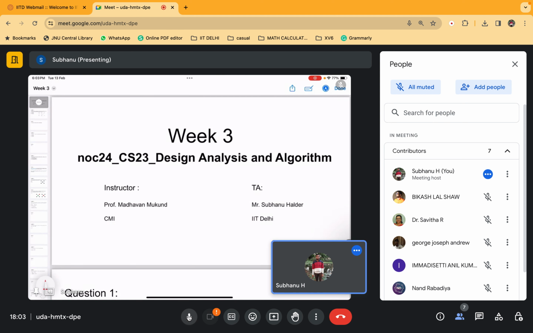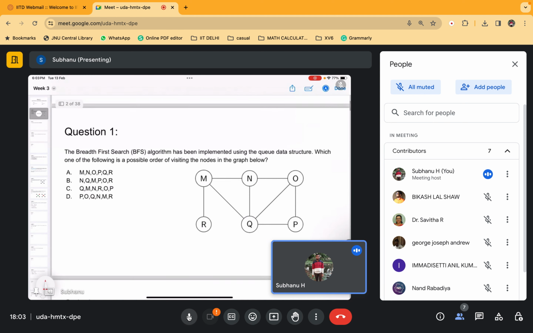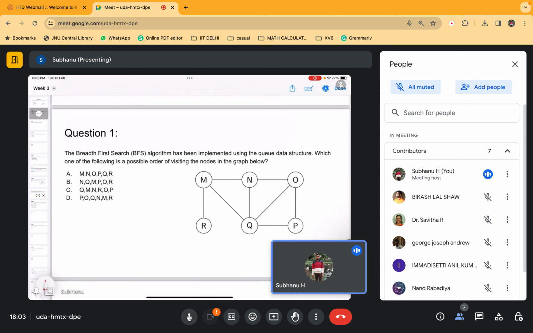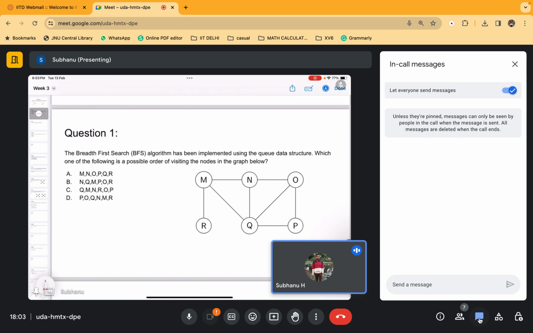Okay, as you know, every week we start with some questions, so I request everyone to try to solve the questions by yourselves and then put the answer in the chat. Then we'll discuss how to solve the question. Our first question is about the breadth-first search algorithm, which is implemented using the queue data structure.